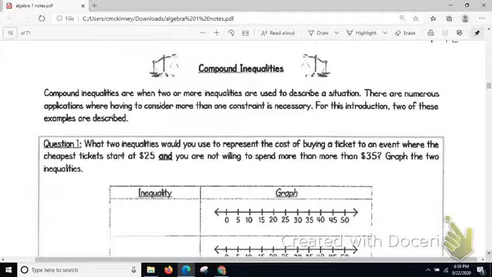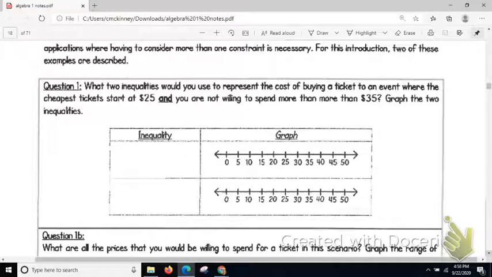So we're going to show here how this happens, why we need compound inequalities. We're going to first write two, and then we're going to try to put them together. So we want to buy a ticket, and the cheapest tickets start at $25. So all of the tickets are greater than or equal to $25. That would be here, like K1 and K2, and going this way.